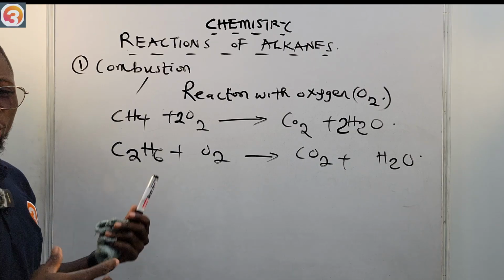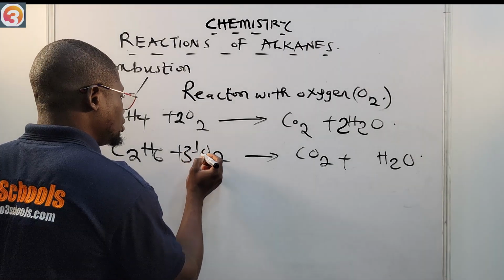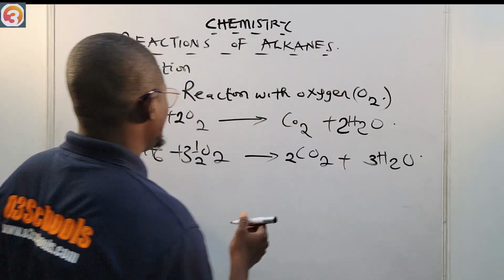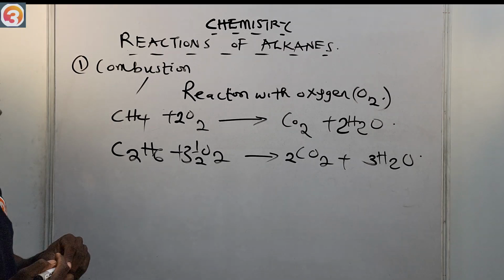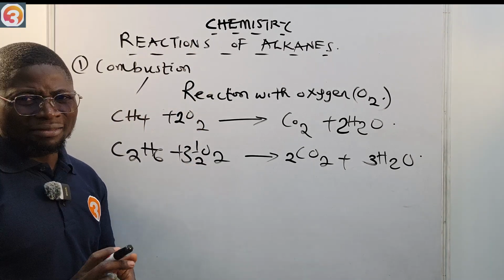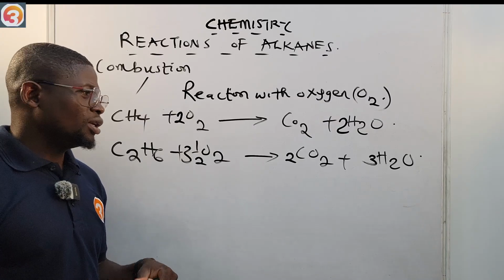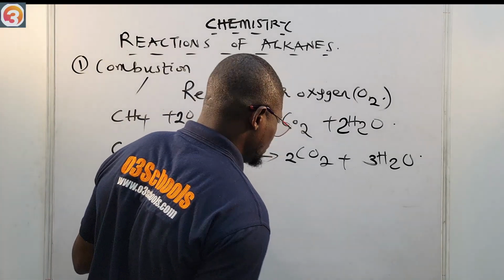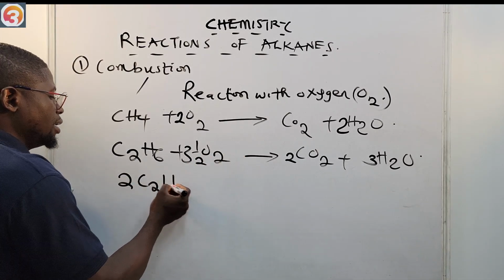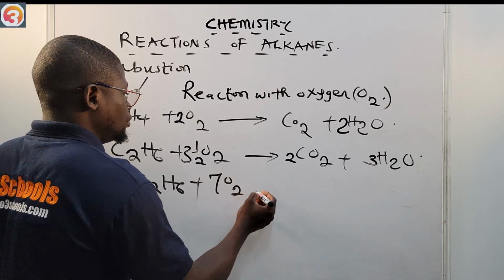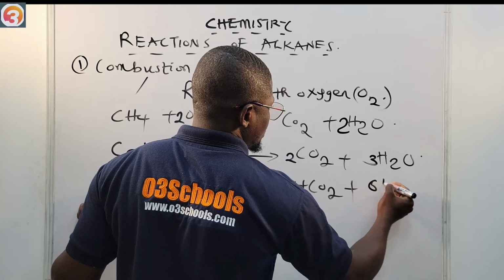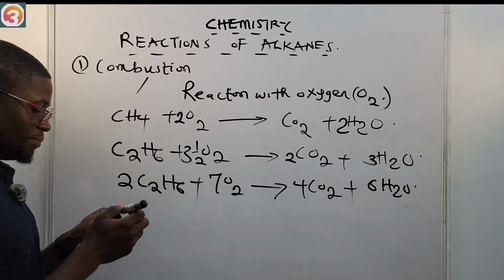Just to save time, let us introduce the ratios. There will be 3.5 oxygen here, then here will be 2, then here will be 3. Then this equation will be balanced. Of course, some people are not comfortable with having a fraction here, so we can decide to make everything even by multiplying all through by 2. We're going to have 2C2H6 plus 7O2 gives 4CO2 plus 6H2O. So this will be our balanced equation.